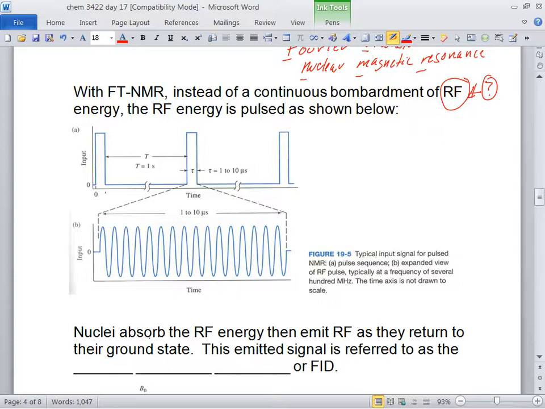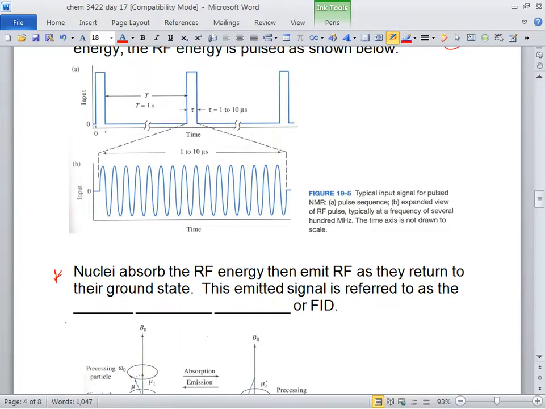So this RF frequency is pulsed. Nuclei absorb the RF energy, then emit RF as they return to their ground state. This emitted signal is referred to as the FID. Yeah, we just call it FID.